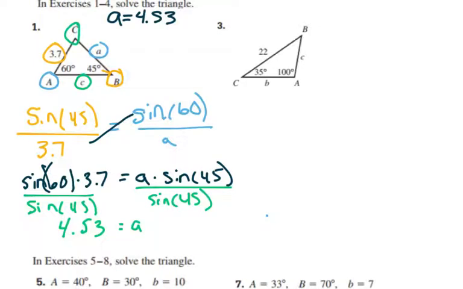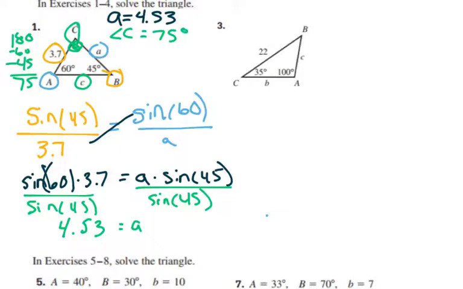The next one we're trying to find the C value, so we can get your C angle by the fact that it's 180 minus 60 minus 45. And so we have 75 for our angle of C.